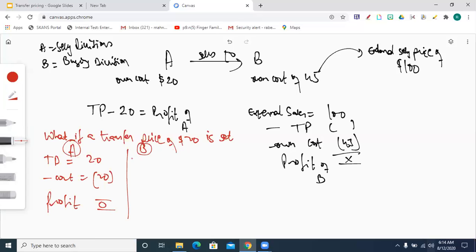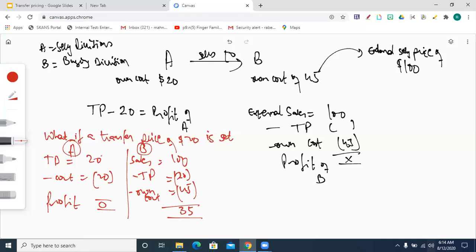Yes, definitely, because it's selling outside at 100, and then there's this transfer price of 20, and an own cost of 45. So what is its profit? It's getting 35. Yes, it's more than happy.